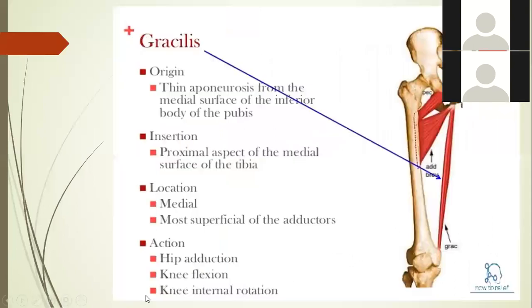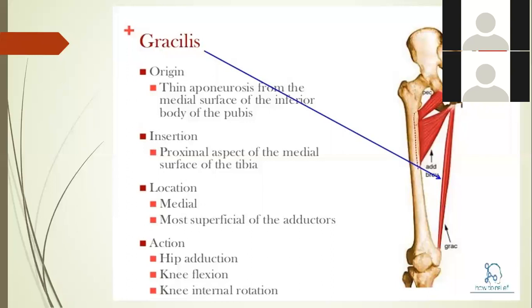Now what is the nerve supply of this muscle? The nerve supply of the gracilis is the obturator nerve, the anterior division of the obturator nerve. And what are its main actions? It crosses two joints. Its first action occurs at the hip joint, where it performs adduction. So when this muscle contracts, it moves the thigh towards the midline.